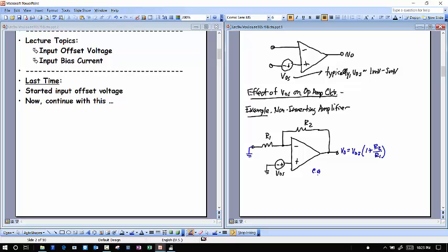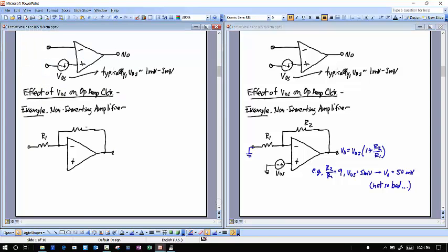And so if I want to take a specific example here, if R2 over R1 was equal to 9, and I had an offset voltage of 5 millivolts, then in this case my output voltage would not be 0 volts. It would rather be 50 millivolts, since the gain of this circuit is 10. Okay, so that's one thing that's non-ideal right there, is that the output voltage is not 0, but how bad is this? Well, it's not so bad. Okay, so this is an effect of the offset voltage, but it's not a debilitating effect.